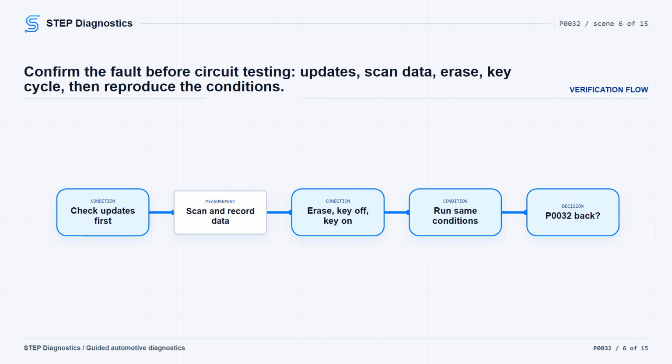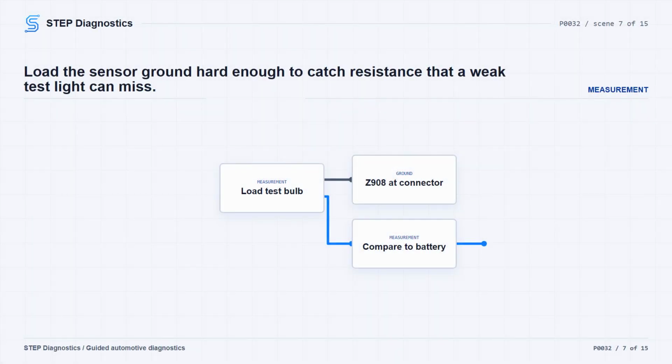Read the codes again. If P0032 returns, continue with the circuit tests. If it does not return, treat it as an intermittent condition. Next, load test the O2 sensor ground circuit. Disconnect the component harness connector to isolate the ground circuit. Connect the positive lead of the load test tool to battery positive, and connect the negative lead to the ground circuit at the component harness connector.